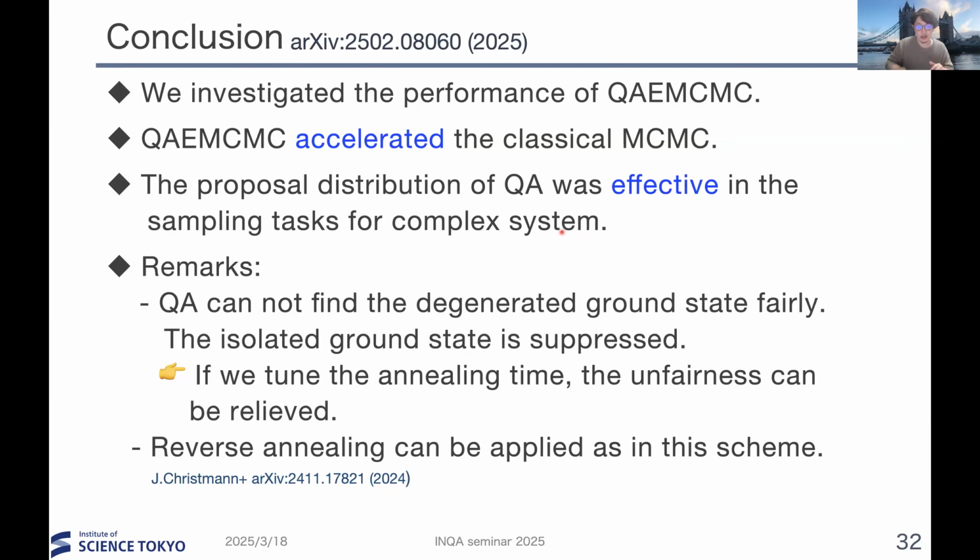And finally, I will make some remarks. As all of you know, quantum annealing cannot find the degenerate ground state fairly. The isolated ground state is suppressed. So this is a problem for the application of quantum annealing to the sampling problem. But from this study, if we tune the annealing time for each temperature or instance, the unfairness can be relieved, because the isolated ground state is not always suppressed. So if we find the optimum value, the difficulty may be relieved.